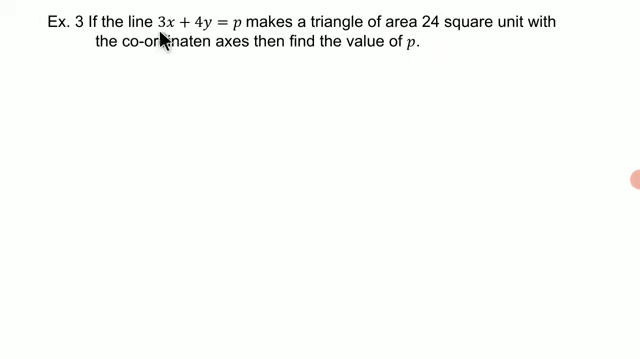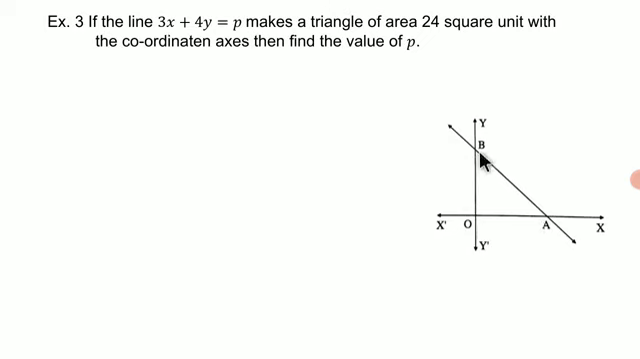Now see the next example, example number 3. If the line 3x plus 4y is equal to P makes a triangle of area 24 square unit with the coordinate axis, then find the value of P. Here we are given that this line makes a triangle of area 24 square unit with the coordinate axes. Now see here the figure. If we draw the figure, figure is of this form.